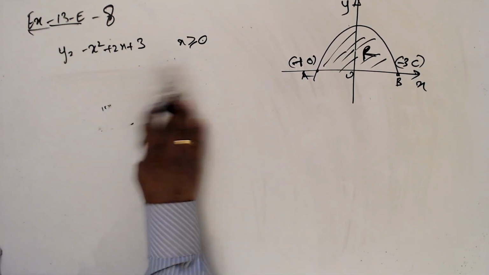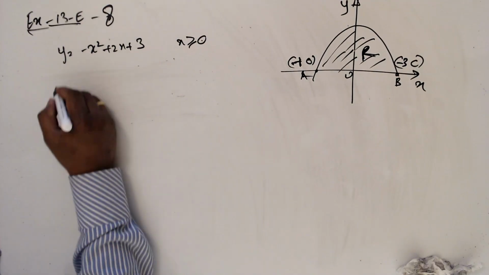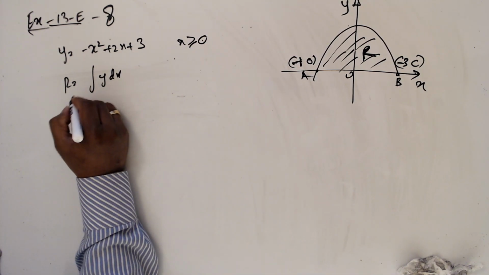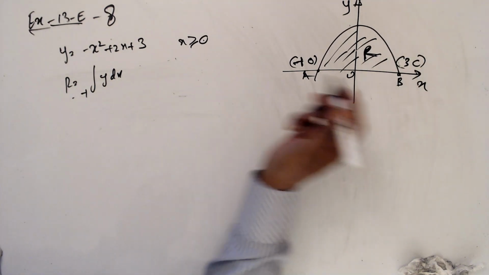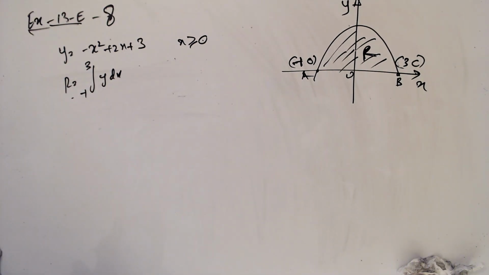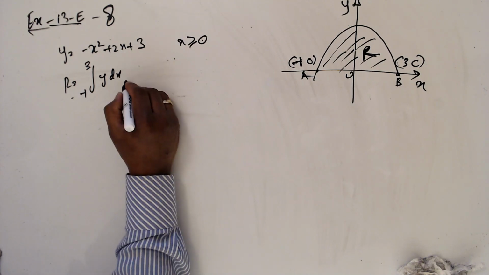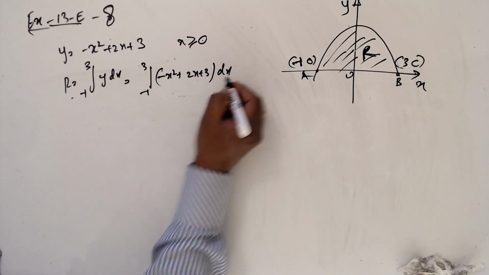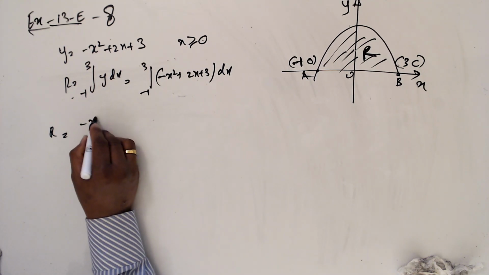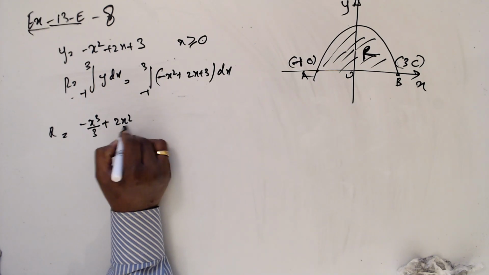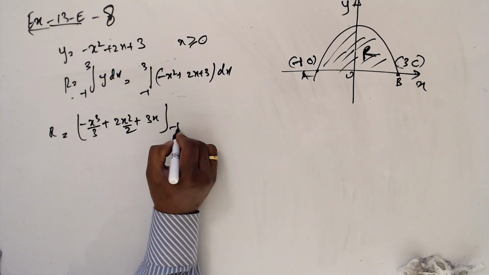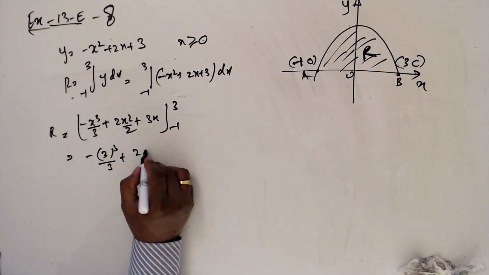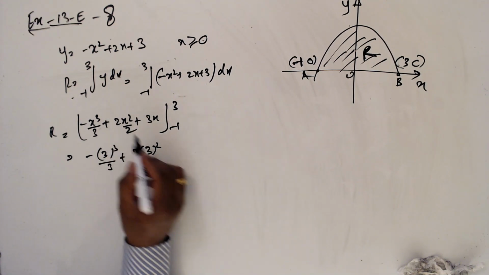Now let's work out the area. Area equal integral of y dx, minus 1 to positive 3, minus 1 to 3 of minus x square plus 2x plus 3 dx. So this is area equal minus x cube over 3 plus 2x square over 2 plus 3x. This is minus 1 to 3. So I will write minus 3 cube over 3 plus 3 square. I write in the bracket so it is easy rather than multiplying.